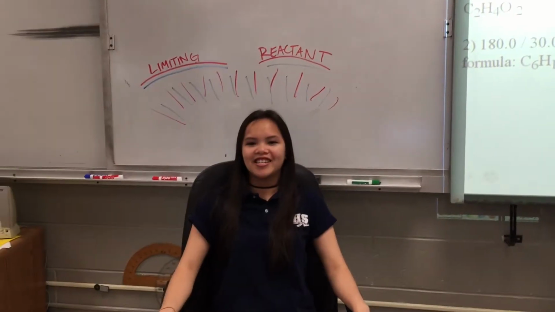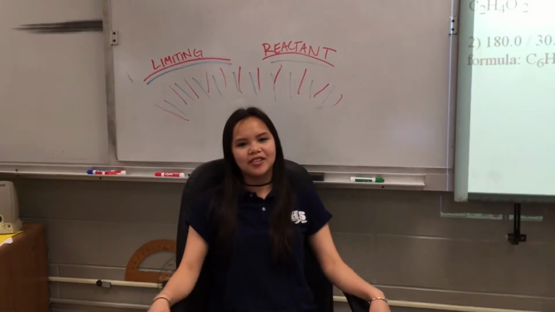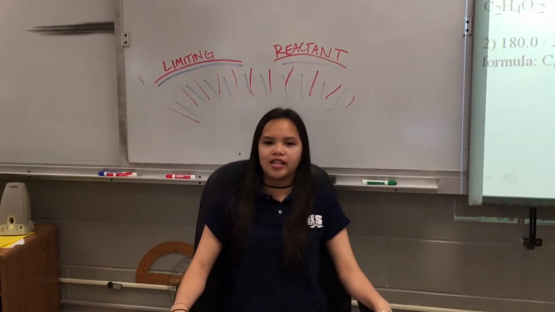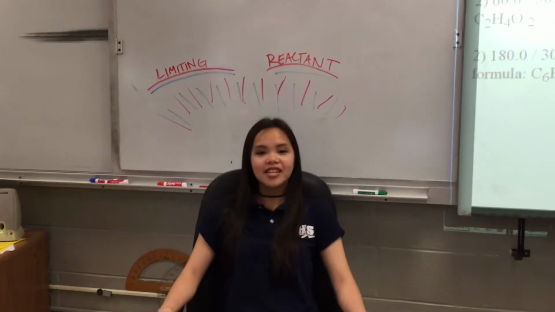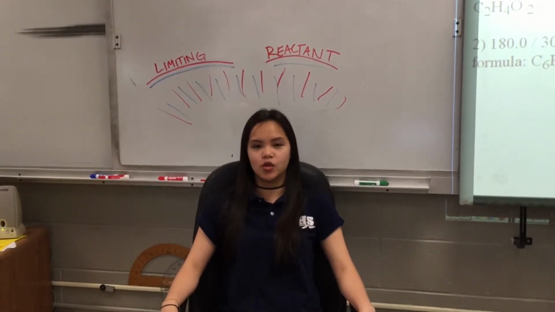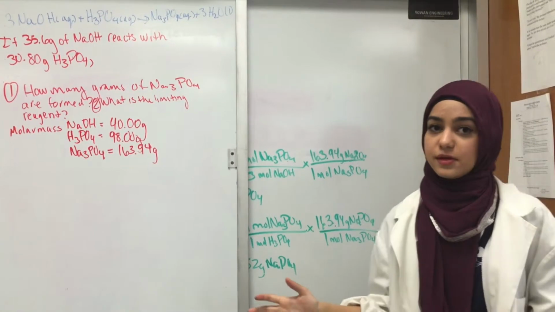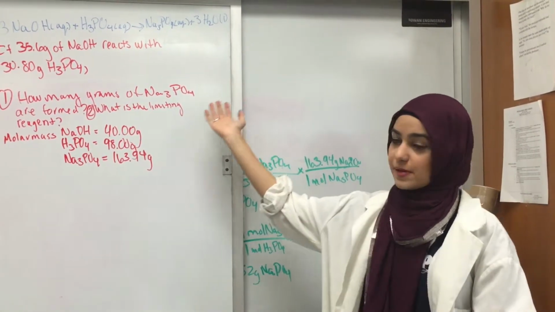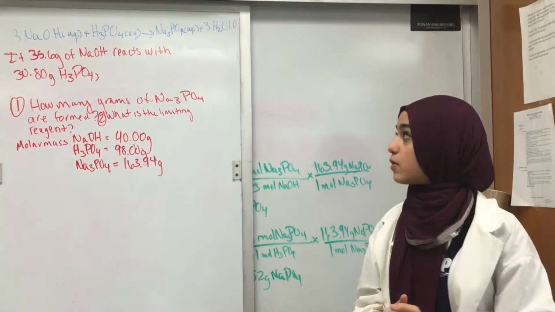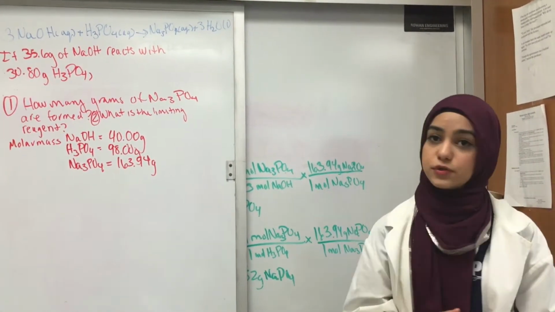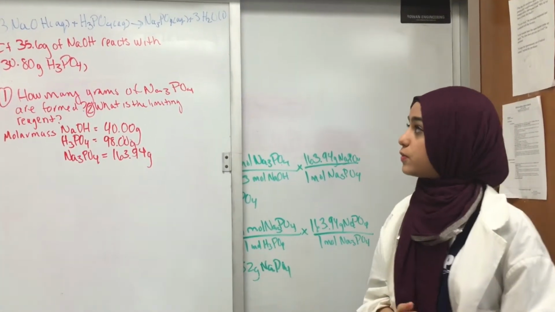The limiting reagent is a reactant in a chemical reaction that determines the amount of products produced, so it basically limits the reaction. The reaction will cease to occur when the limiting reactant is used up. In order to find the limiting reactant of the problem, we have to first know the balanced equation. So we see here that 3 moles of sodium hydroxide reacts with 1 mole of phosphoric acid to produce sodium phosphate and 3 moles of water.